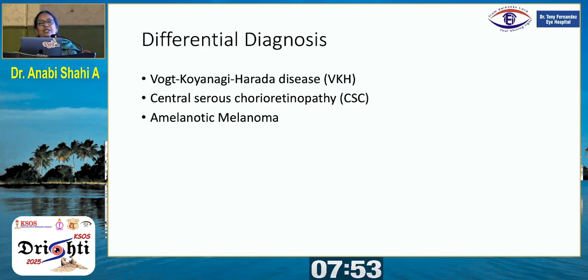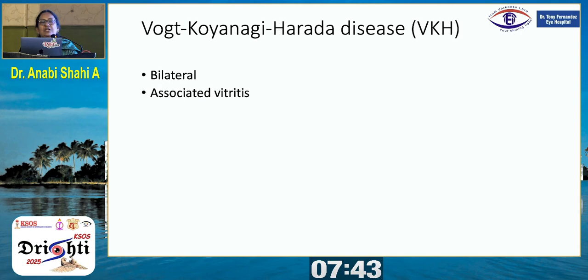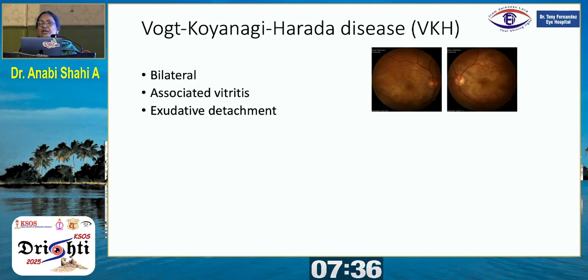So coming to the differential diagnosis of exudative RD, it can be VKH, CSR, and in nodular posterior scleritis, it can be amelanotic melanoma. So how do you differentiate VKH? It is a bilateral disease. It is associated with vitritis. There will be pain and photophobia. Fundus will show again exudative detachment in both the eyes.